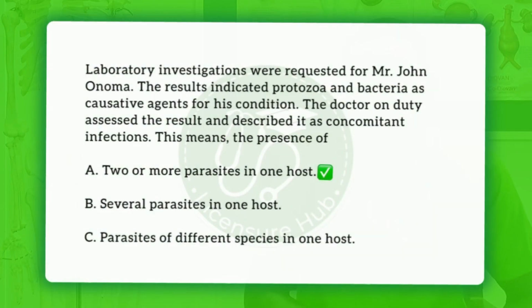When we talk about concomitant infections, it simply means the presence of two or more parasites in one host. That is what a concomitant infection means. So back to our question on the screen. They made mention of certain parasites found in the patient's body on lab investigations, which were protozoa and bacteria. So per the explanation earlier on concomitant infection, we realize that our first option, two or more parasites present in one host, will be the most appropriate answer. That best defines a concomitant infection.